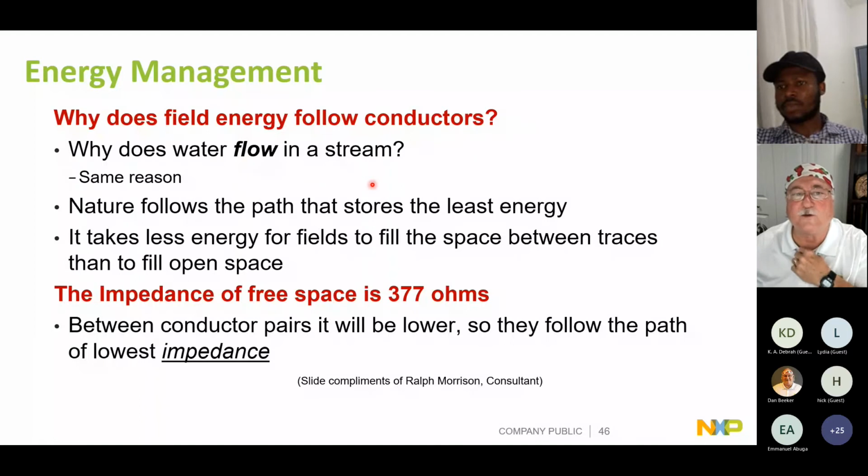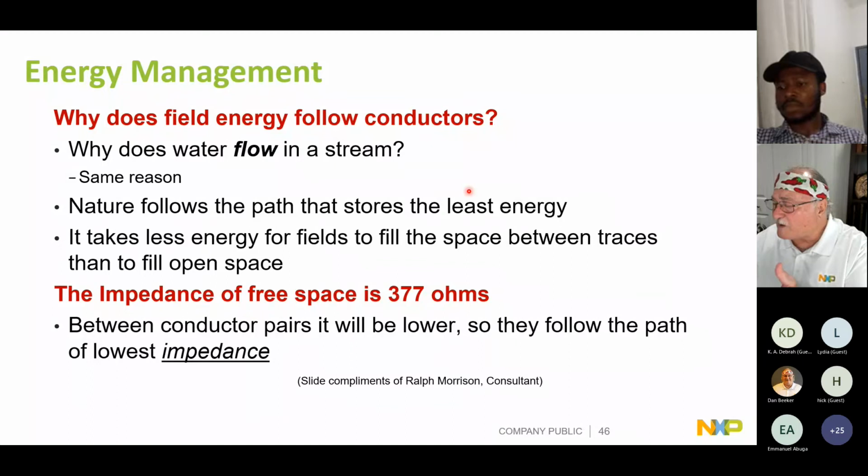So why does the energy follow the conductors? The same reason that water flows in the stream. The banks of the stream determine the boundary of where the field is, or where the water is, and then the gravity, so the relative height over the surface of the earth, determines the lowest path for the water, and it goes to the lowest point on the path.